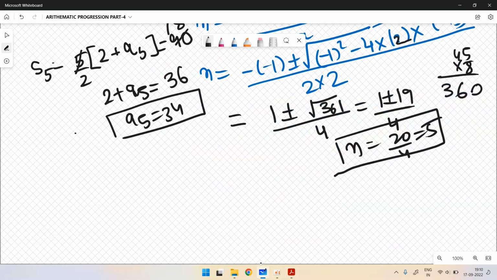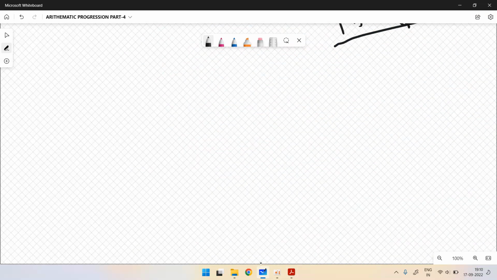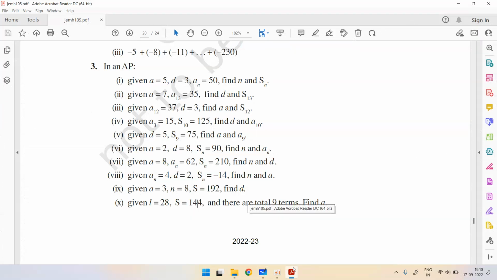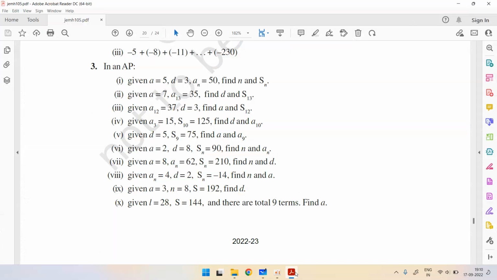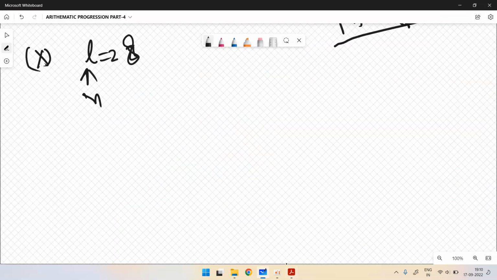So tenth I will be doing. This is the tenth part. It says that given L equal to 28. What is L? L is the nth term, and it is going to be 28. S of n is 144.